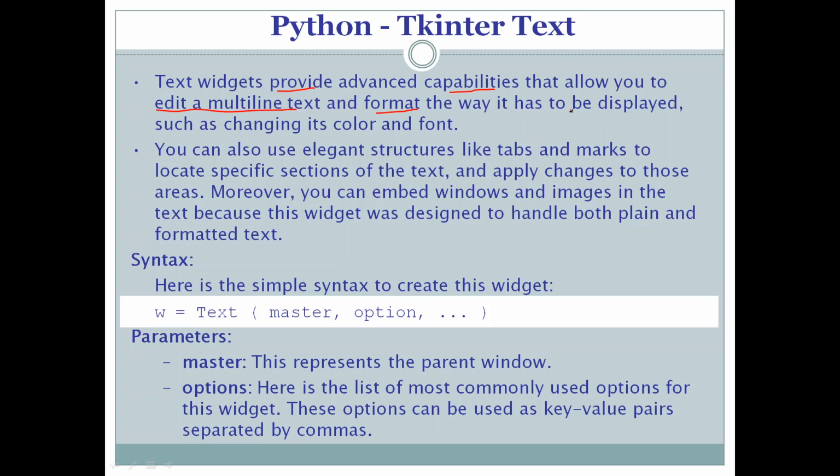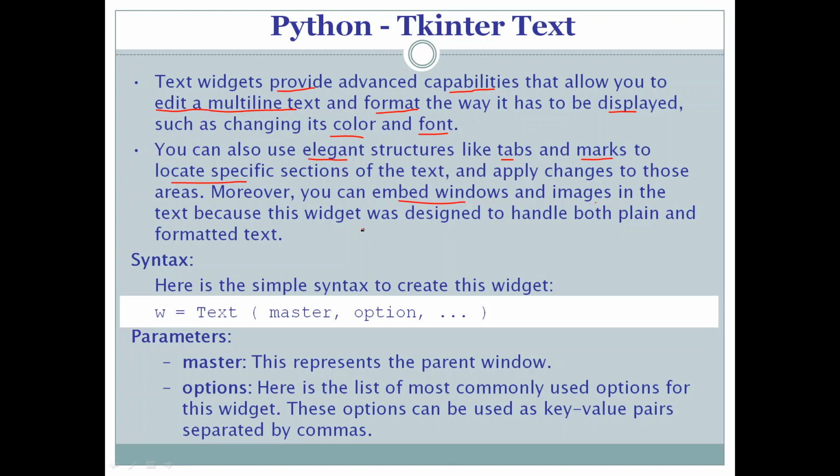Format the way it has to be displayed, such as changing its color and font. You can also use elegant structures like tabs and marks to locate specific sections of the text and apply changes to those areas. Moreover, you can embed windows and images in the text, because this widget was designed to handle both plain and formatted text. So this is a very advanced widget.